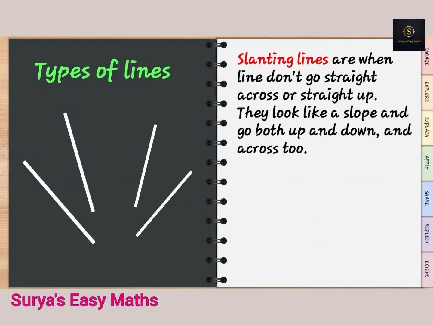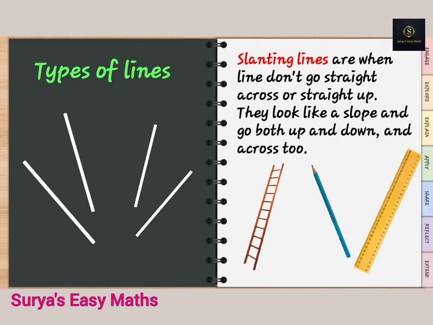So children, here you can see some slanting lines are already drawn. They are cross. Yes, they are not straight up to down or left to right. They are a little bit across. So we call them slanting lines. For example, you can see here a ladder, a pencil, a ruler, all are kept in the slanting position.